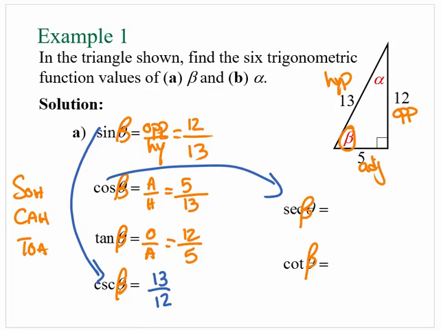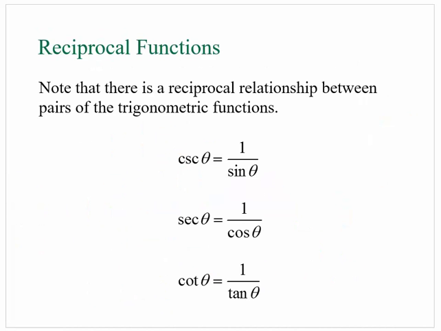Cosine and secant are the reciprocals of each other, and you will need to memorize this. And tangent and cotangent, so we have 5 over 12. How I remember this is that the S goes with the C, and the C goes with the S. And then tangent and cotangent, they share the same word. So here is a summary of the reciprocal functions. Cosecant is the same as 1 over sine, secant is the same as 1 over cosine, and cotangent is 1 over tangent.